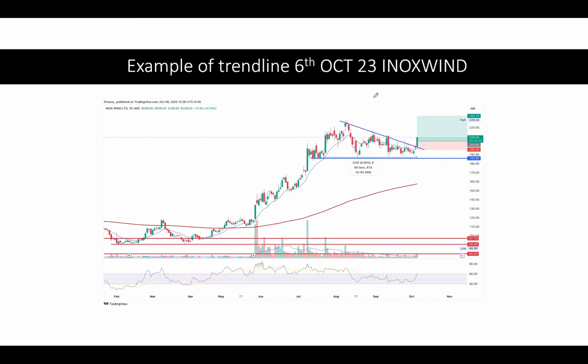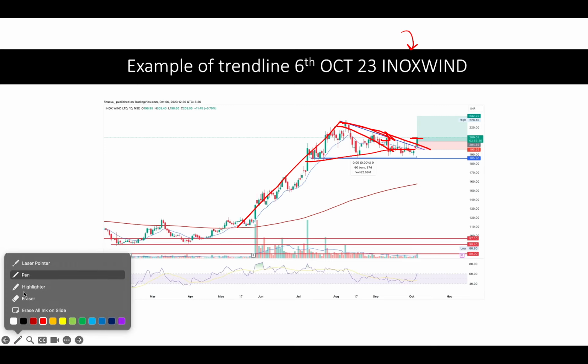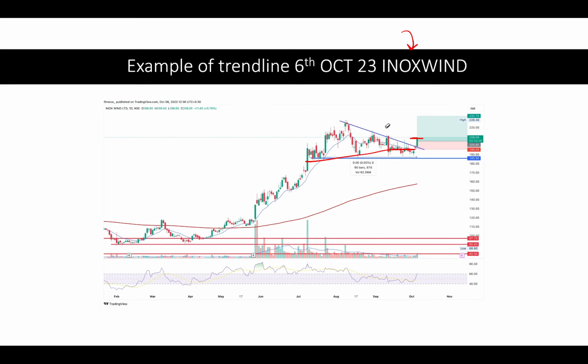This particular chart is for Inox Wind of NSE, 6 October 23. You will see the market is in an uptrend. Then it consolidated well enough, and if we connect these points, the price is completely out. Now we can say this particular trend is broken, and the market is expected to go higher and higher.